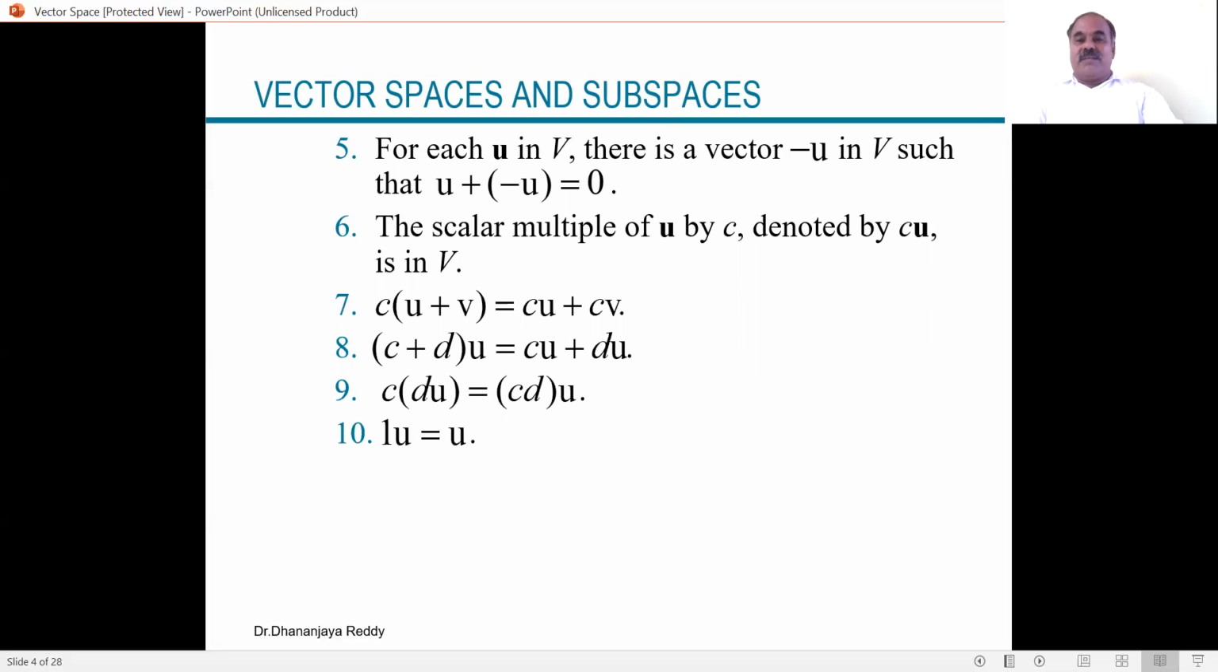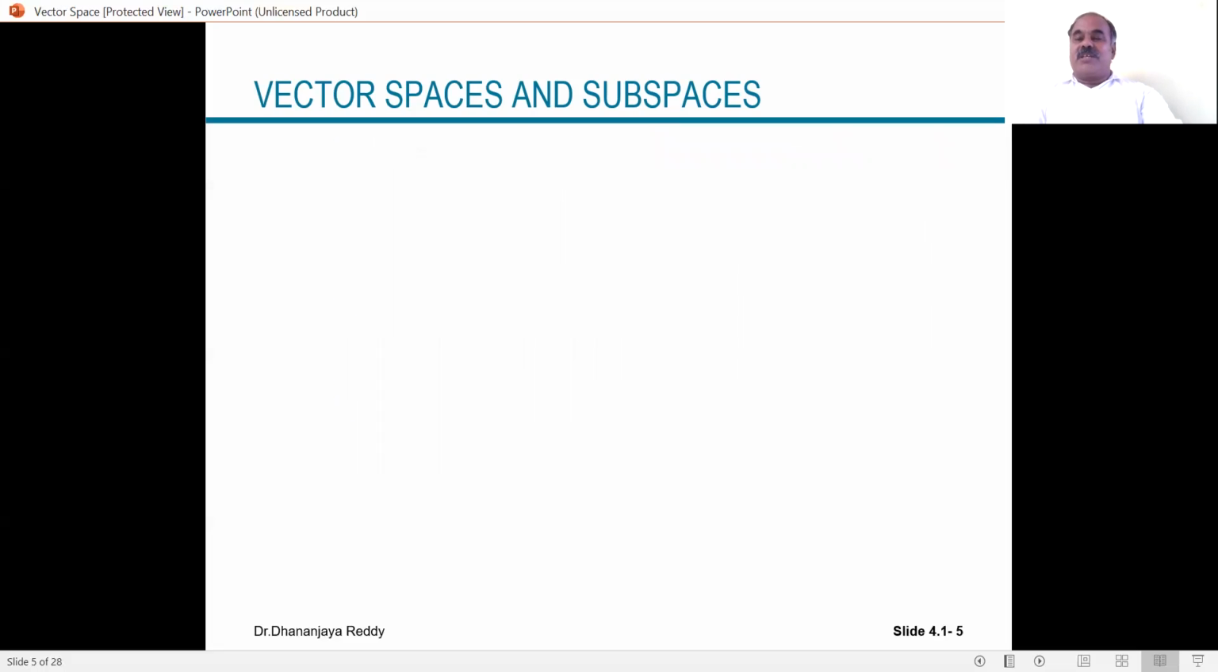So if these following 10 axioms are satisfied by the set of vectors V under addition and multiplication, then capital V is known as a vector space over the scalars c and d. It is generally denoted by V(F), vector space over the field F. So the field F means the field contains c and d.